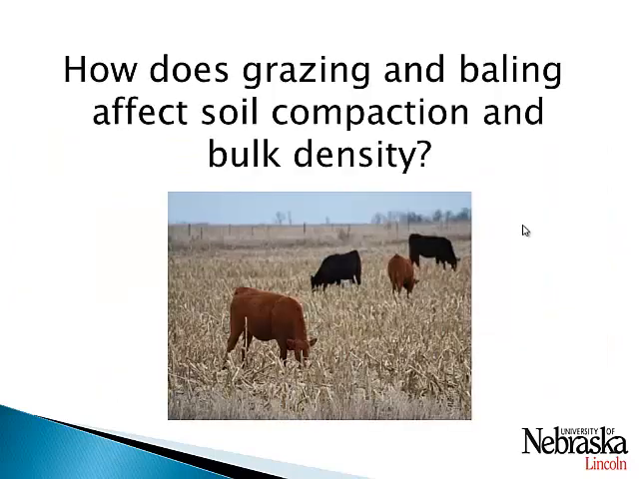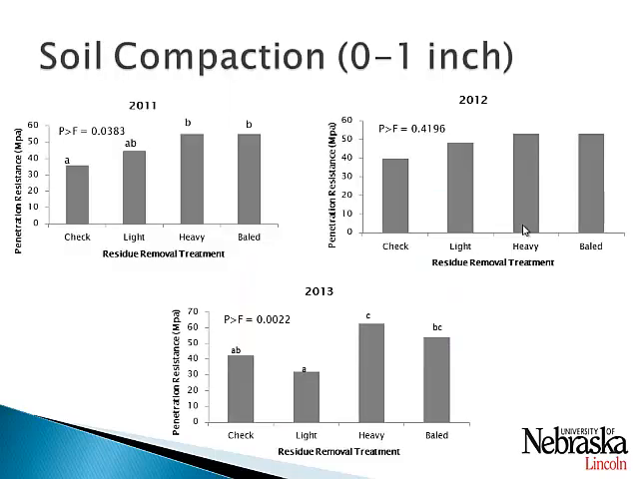Okay, so now that we have a little bit of a background of how things become compacted, why it really affects things, and how we measure that, we'll talk about what happened when we looked at how the grazing and the baling affected the actual compaction and bulk density of the soil. So this was done out at the University of Nebraska Water Resources Lab in Brule, so about 2 hours west of here or so.